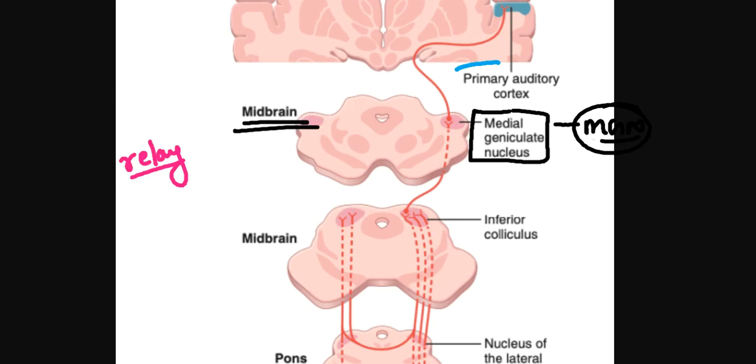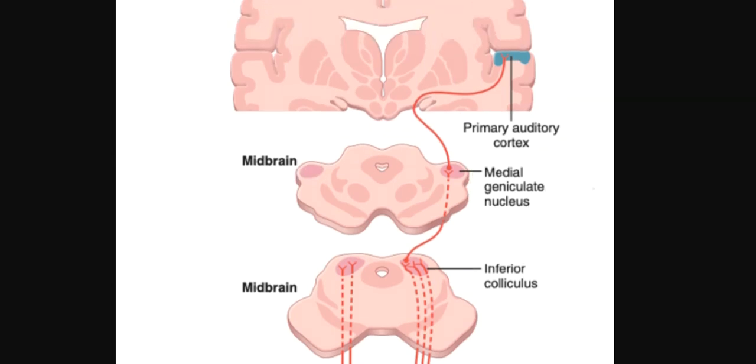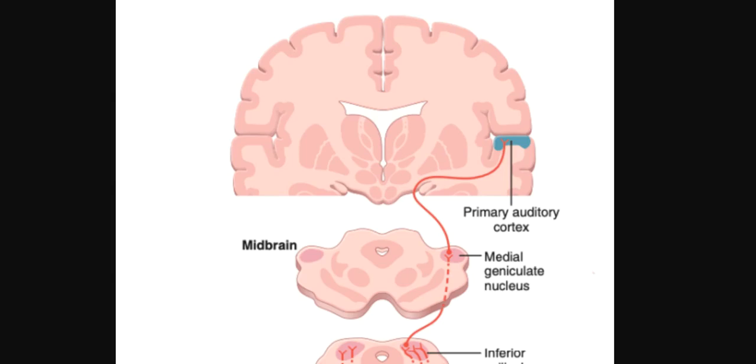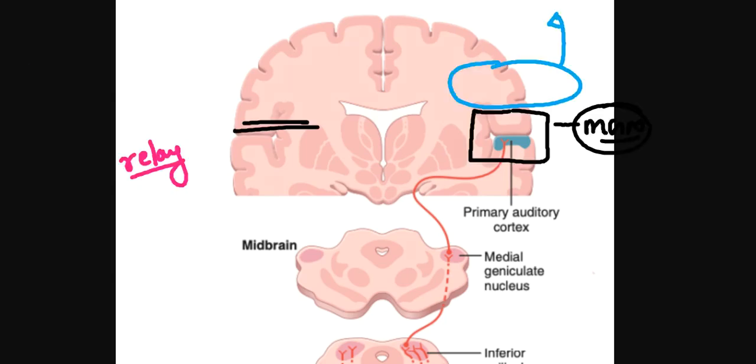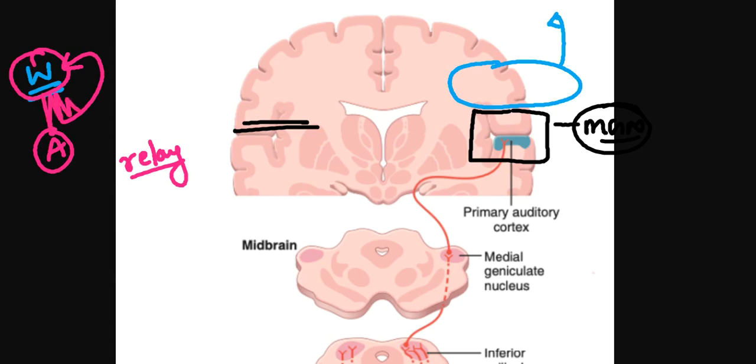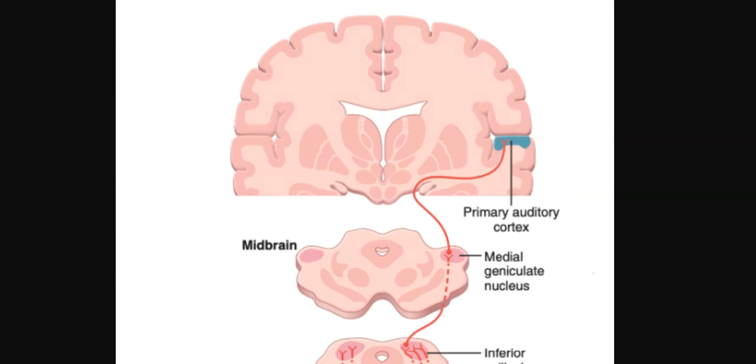After that, the information goes towards the primary auditory cortex, which is in your temporal lobe, as you can see right now on your screen. And over here you also have Wernicke's area, and that is why when you listen to things, you are able to comprehend quickly, because these two are present in almost the same place.